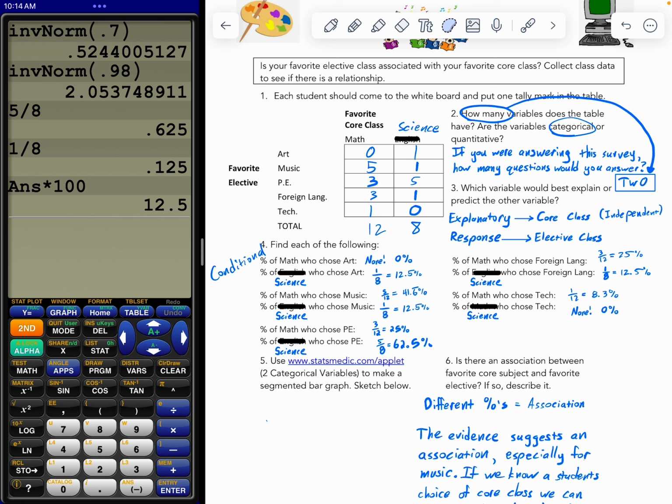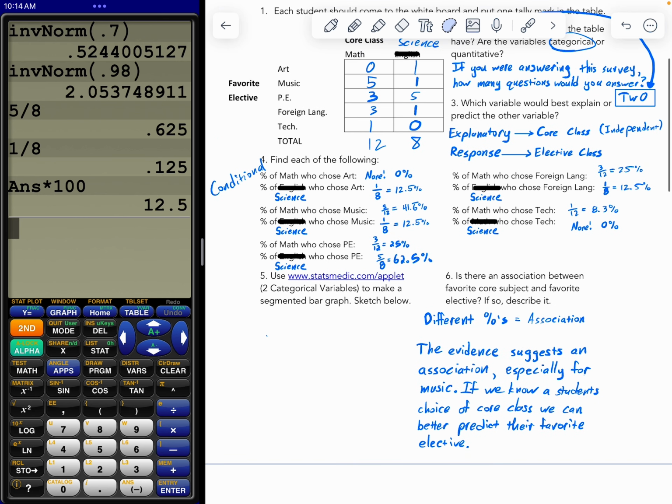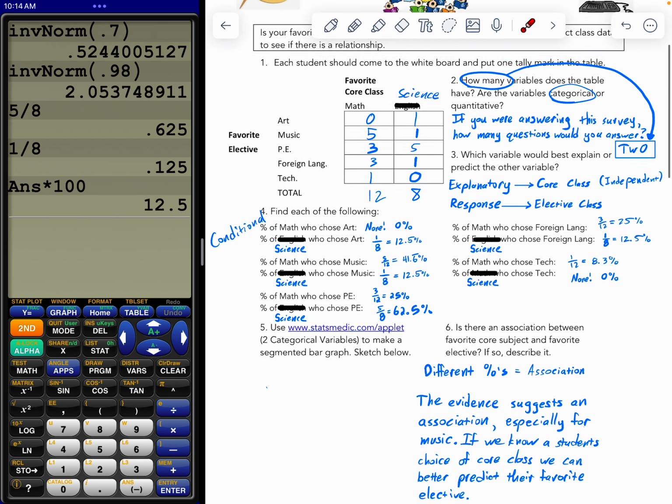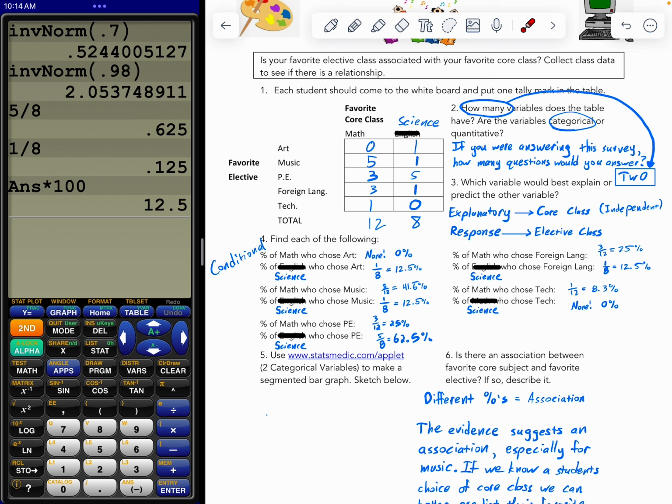Okay. So that's how you get those percentages. Then what we're really trying to do on 5 and 6 is make a segmented bar chart, a side-by-side one, so that we can answer the question of, is there an association? Is there something going on? Is there a relationship? Does your core class really help explain your elective class or predict your elective class?